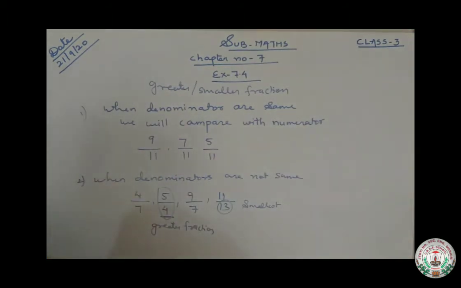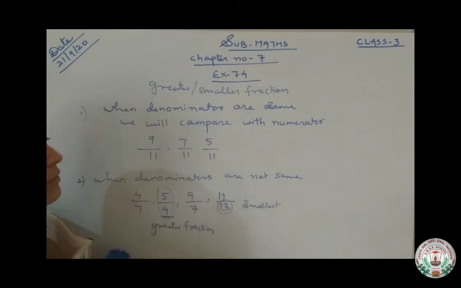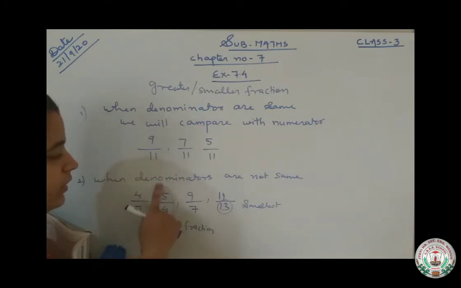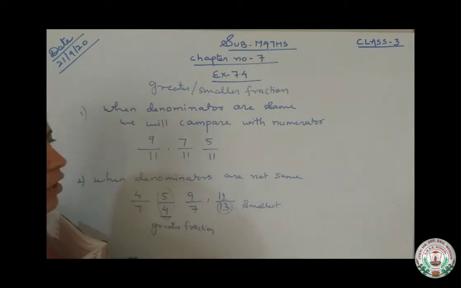So this you have to remember. When denominators are same, there is no confusion. You have to compare with the numerator, which one is greater, which one is smaller, whichever is asked in the question. When denominators are not same, then the smallest denominator is having the largest fraction and the greater denominator is having the smaller fraction.